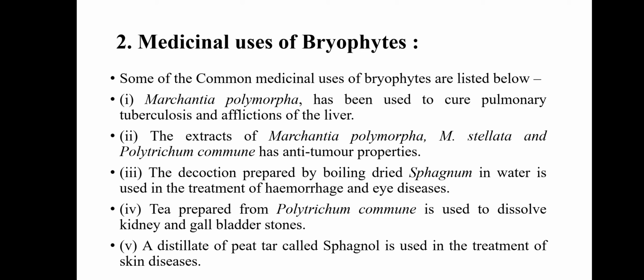Marchantia polymorpha has been used to cure pulmonary tuberculosis and affliction of the liver. The extract of Marchantia polymorpha, Marchantia stellata and Polytrichum has anti-tumor properties. The decoction prepared by boiling dried Sphagnum in water can be used to treat hemorrhages and eye disease. Tea prepared from Polytrichum commune is used to dissolve kidney and gallbladder stones. The distillate of peat tar called sphagnol is used to treat skin disease.